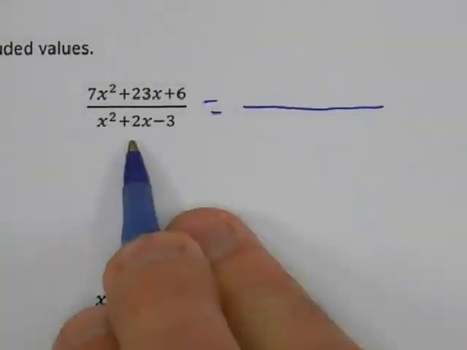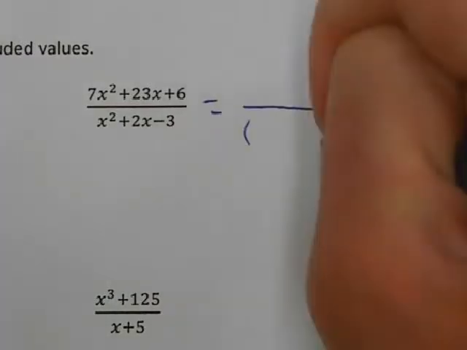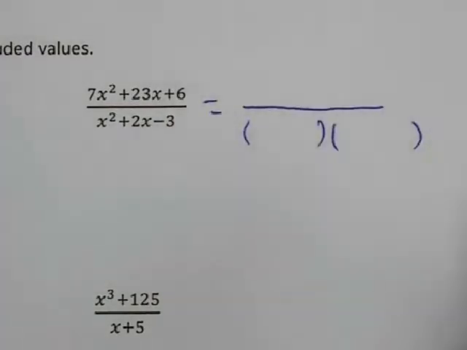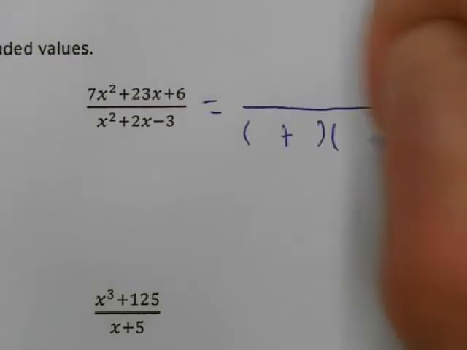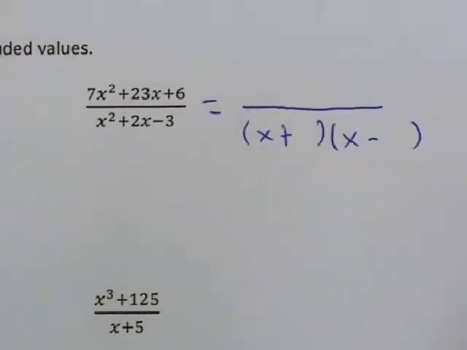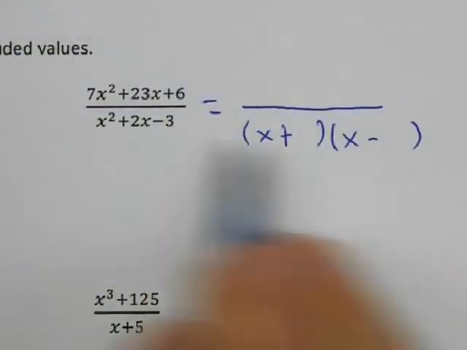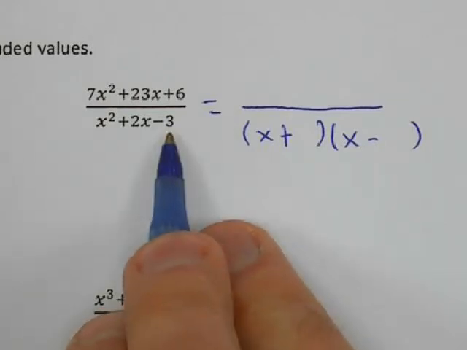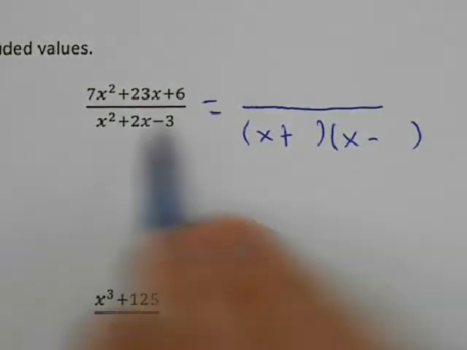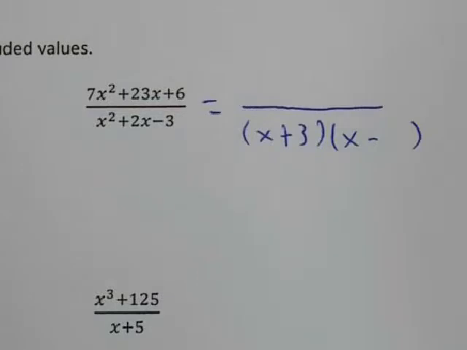All right, so x squared plus 2x minus 3. Well, that's going to factor into two binomials. My signs got to be different. Got to have x and x. And then our numbers got to multiply to 3 and have a difference of 2. So it's going to be positive 3 and negative 1. Okay, so then we've got the bottom factored.